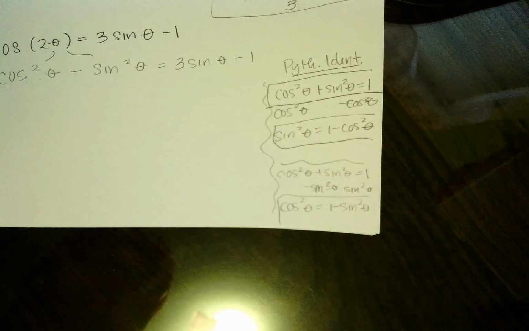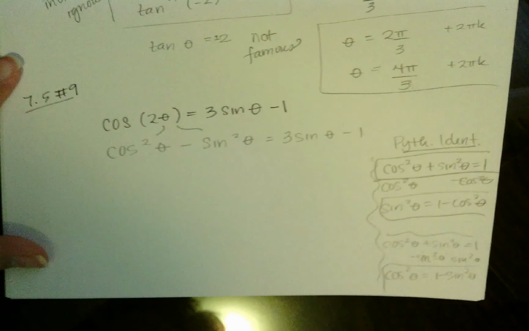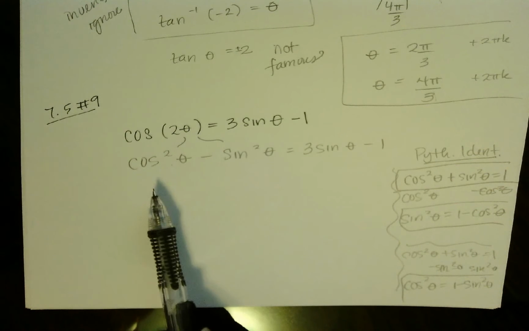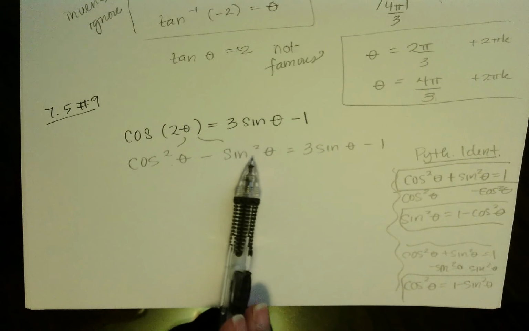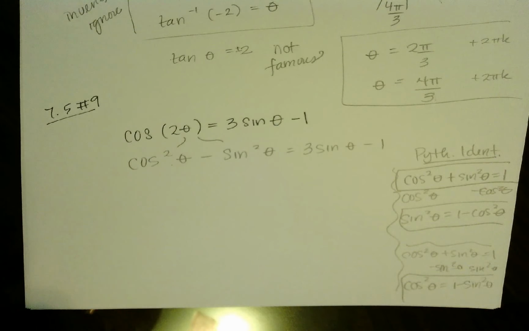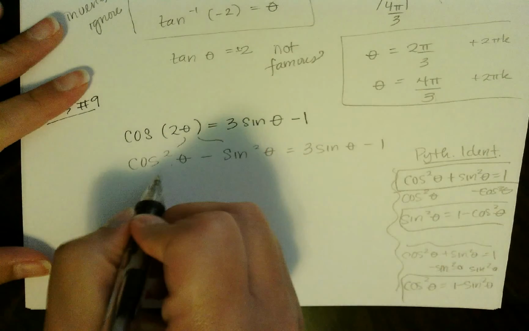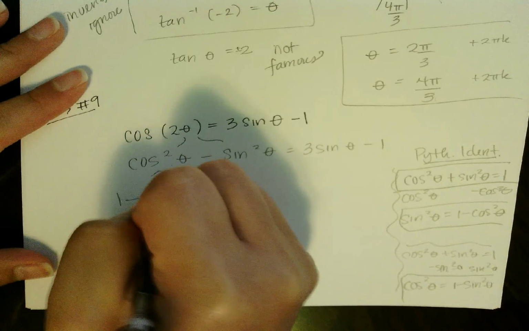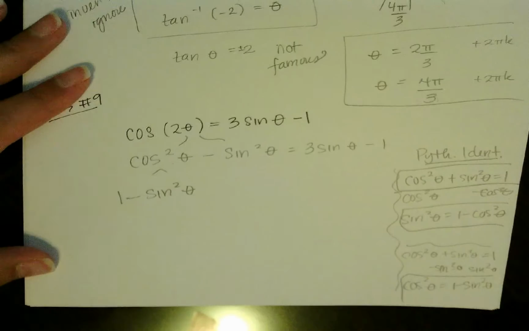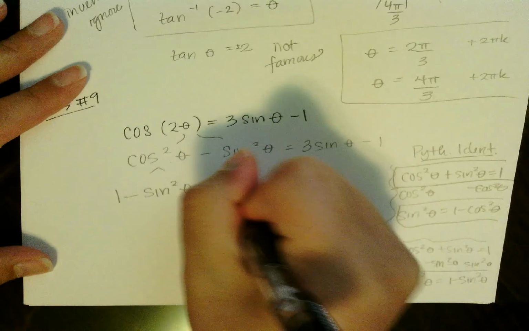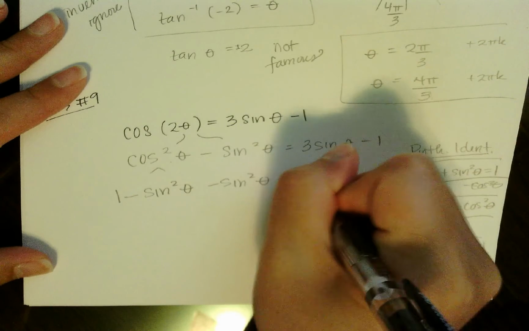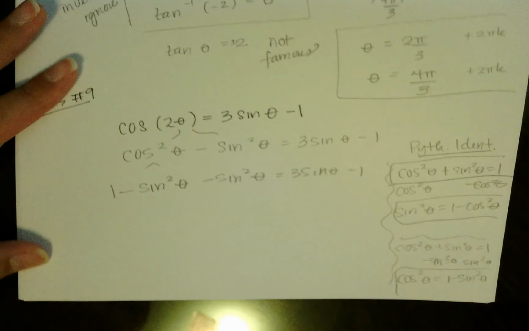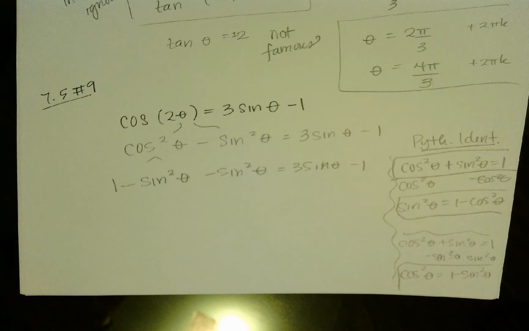Okay. So, over here, what do you guys want to replace? Do you want to replace cosine squared, or do you want to replace sine squared? Cosine, so they can all be sines. So this guy is really 1 minus sine squared of theta. And minus sine squared of theta equals 3 sine of theta minus 1. So that's what we did. We replaced it.